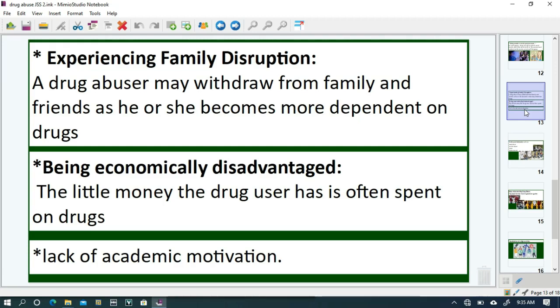Being economically disadvantaged. The little money the drug user has is often spent on drugs, making the drug user very, very poor. Lack of academic motivation. A drug user does not have any motive towards learning and acquiring a degree. So he or she spends the little money he has and the time buying and abusing different types of drugs.